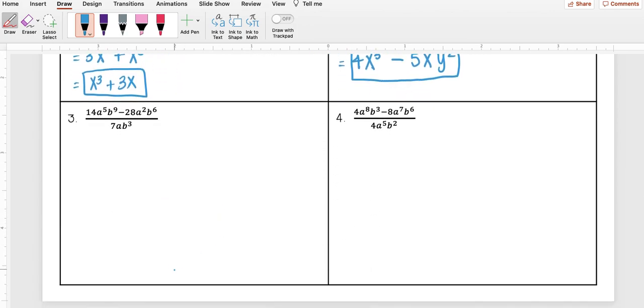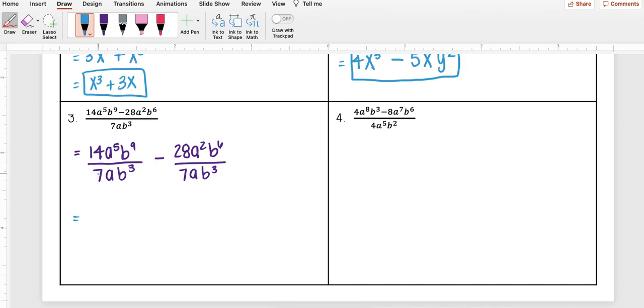Okay, for these next two, it's actually already in fraction form for us, so I'm going to go ahead and just split those apart. So I get 14 a to the fifth, b to the ninth, over 7ab cubed. Make sure I keep my subtraction sign there. Then 28a squared, b to the sixth, divided by 7ab cubed. Then I'm going to go through that same process.